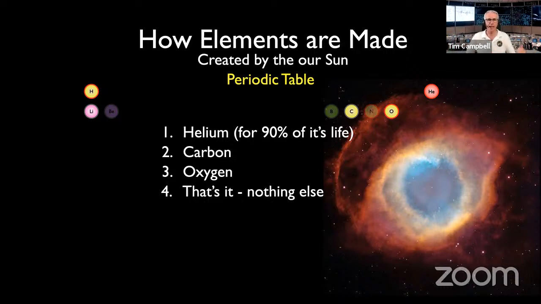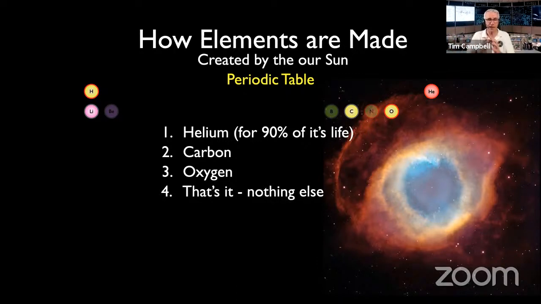The reason it's not doing that is because you need about 15 million degrees Kelvin to heat the hydrogen hot enough to turn it into helium in the first place. To turn helium into something heavier, you got to have almost 100 million degrees Kelvin to do that. And the core of the sun isn't hot enough yet.